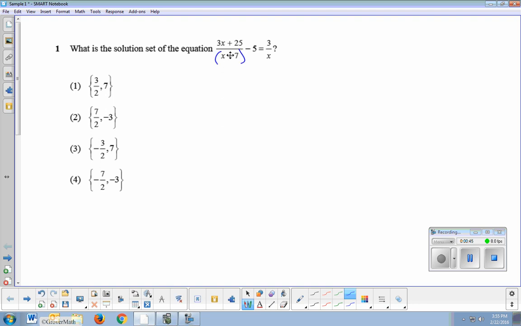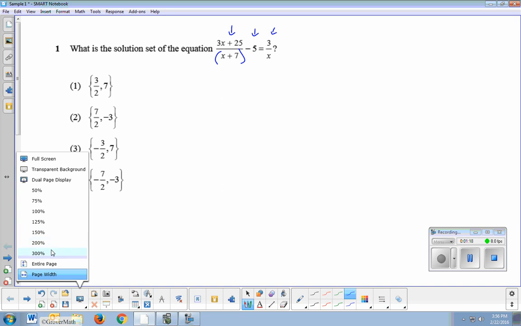So this x plus 7 that's down here, how I can get rid of it is I can multiply it out. Now, only 3x plus 25 is being divided by x plus 7, but I can multiply all three pieces of the equation, every term in the equation, by x plus 7. Because to keep an equation balanced, you can't just multiply one piece of an equation, you always have to multiply everything across the board. All right, so that's what we're going to do here.